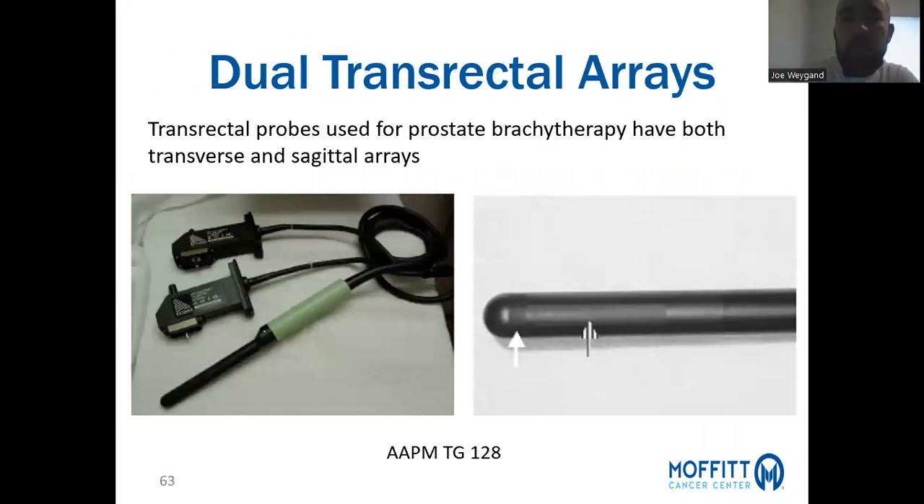In prostate transrectal ultrasound, you often have a dual array transducer. You have an axial, or transverse, array that allows you to get transverse slices of the prostate. But then you also have a sagittal array, which allows you to measure the base to apex dimension of the prostate.